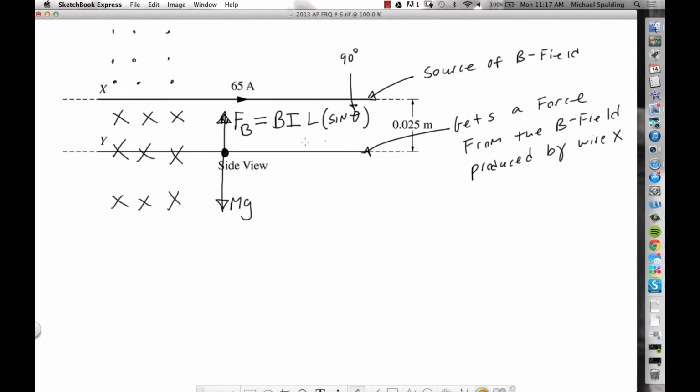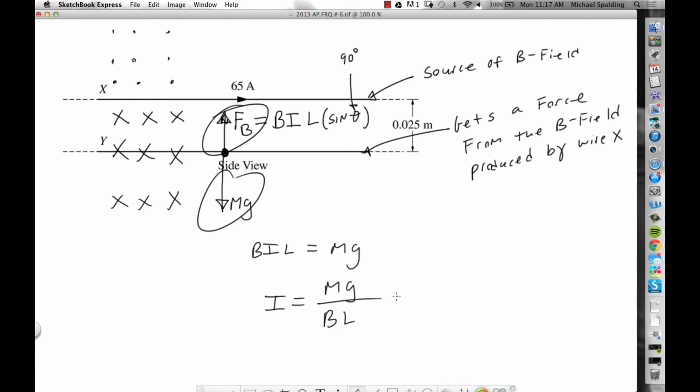Okay, so for wire Y to be floating here, these two forces must be canceling. So basically, BIL must be equal to mg. And then now we can solve for I. So I is mg over BL. Okay, so we're assuming the length to be 1 meter, right? So then the mass will be the 5.6 times 10 to the negative 3 kilograms, right? Okay, and then for g, just use 10.